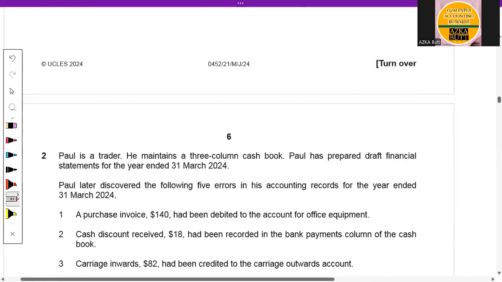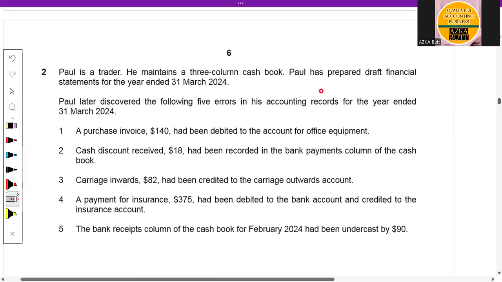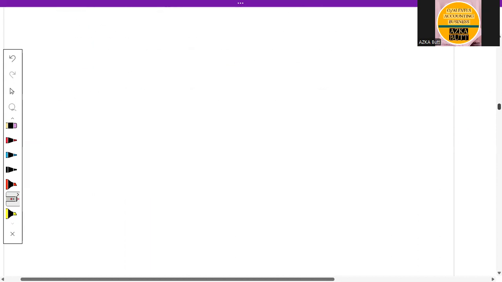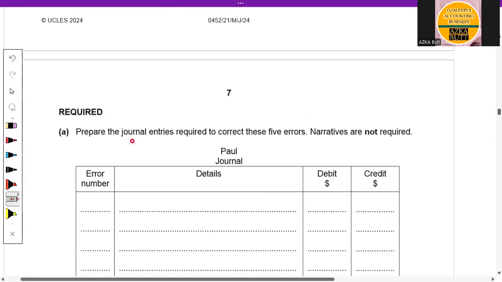Okay. So now we have question number 2. Paul is a trader and he maintains a three-column cash book, and Paul has prepared a draft financial statement for the year ended 31st March 2024. Paul later discovered the following five errors in his accounting records for the year ended 31st March 2024. So we have these errors, and now what do we have to do? Prepare the journal entries required to correct these five errors. Narratives are not required.